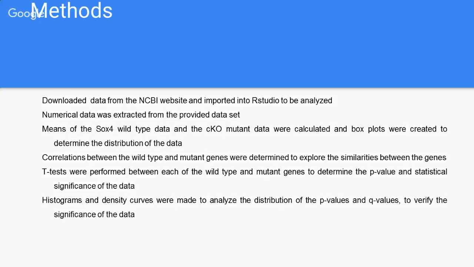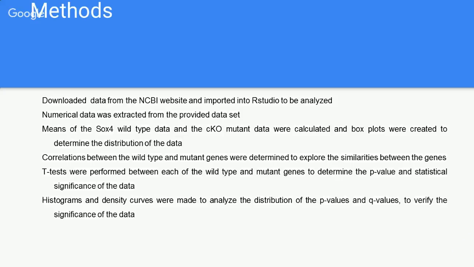So our methods. First, we downloaded the data from the NCBI website and imported it into RStudio so that we could analyze it. Numerical data was extracted from the provided data set. The means of SOX4 wild-type data and the CKO, which is just the mutated SOX4 gene data, were calculated, and box plots were created to determine the distribution of the data. Correlations between the wild-type and mutant genes were then determined to explore the similarities between the genes.